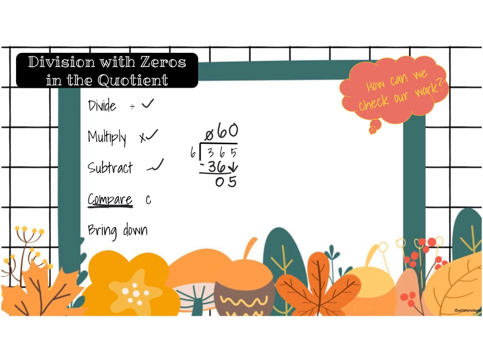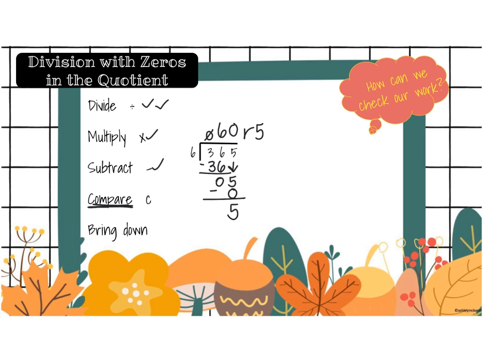This is where a lot of people forget to put their 0. 6 divides into 5 0 times. That's why it's up here in my quotient. Okay, so I still have to go through my steps. I've divided. What is 6 times 0? 0. So I have to subtract 0, and I'm left with 5 as a remainder.